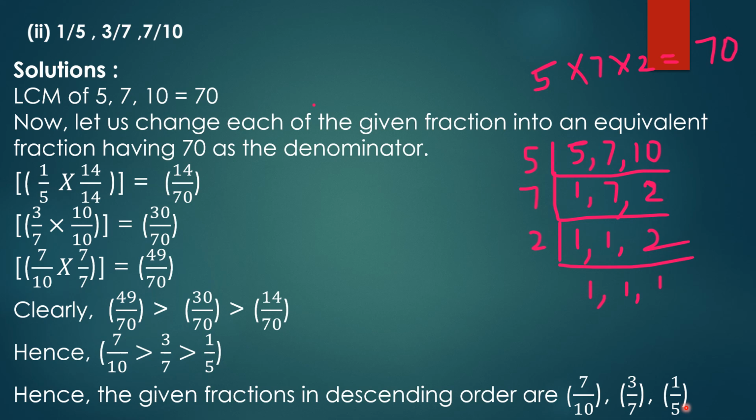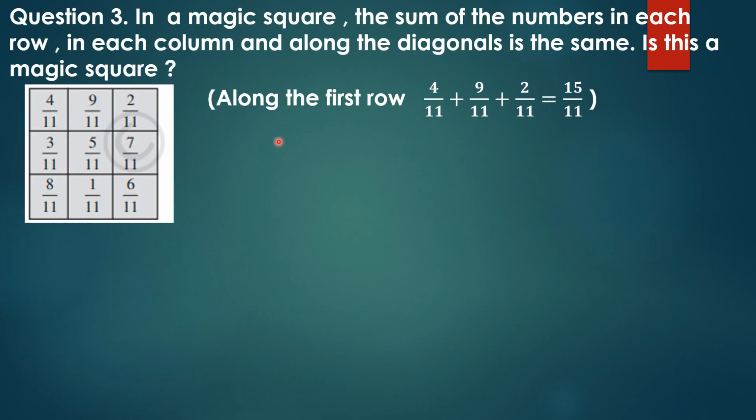So this is how we have to arrange the given fractions in the descending order or ascending order. Here the question is to arrange the given fractions in the descending order, and therefore we have arranged the given fractions in the descending order. I hope question number 1 and question number 2 are very clear. Now let us go for question number 3.